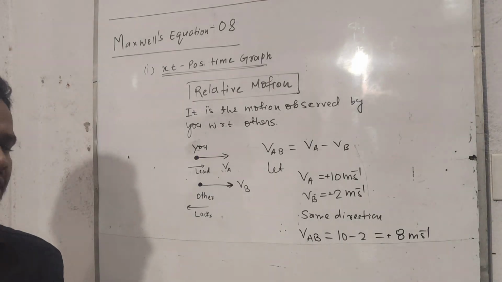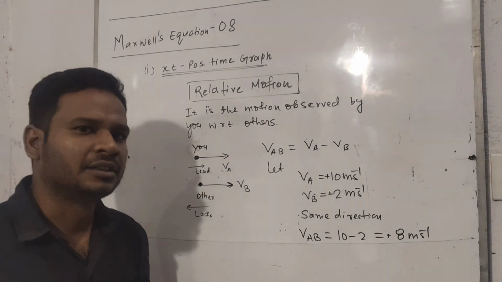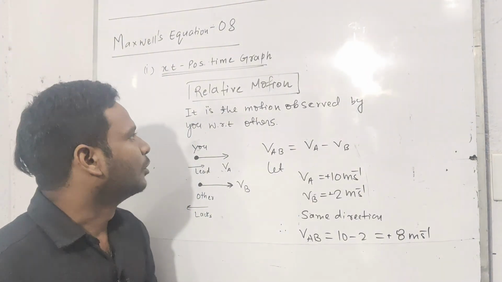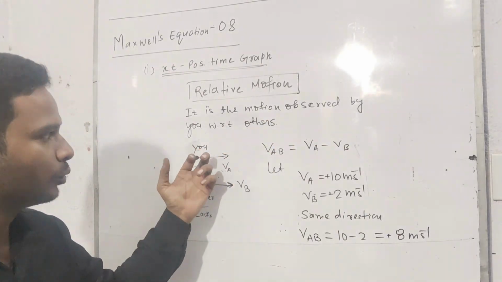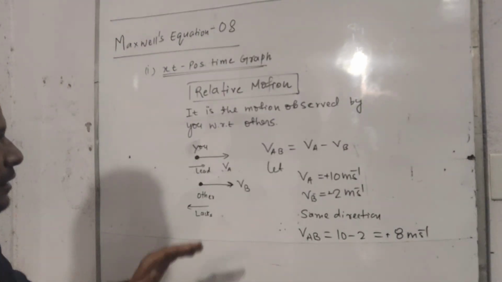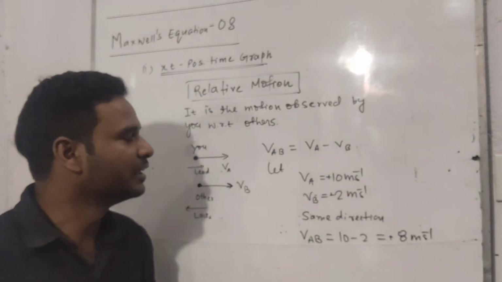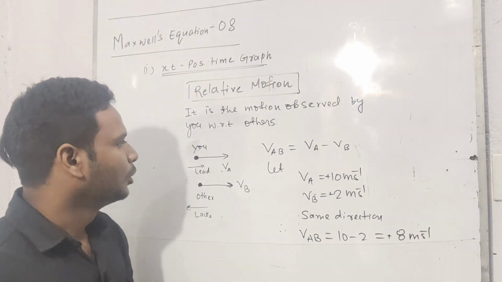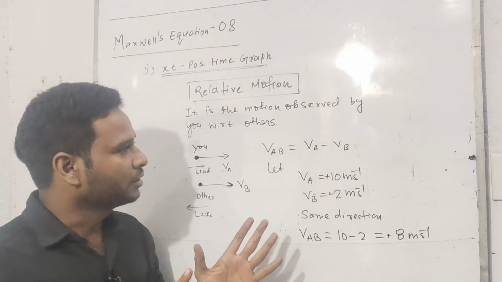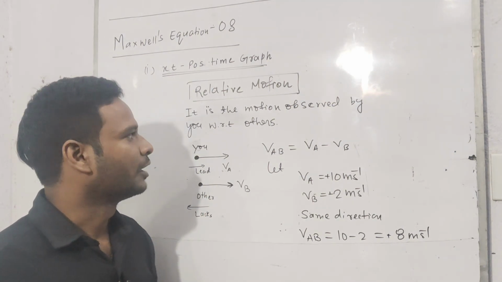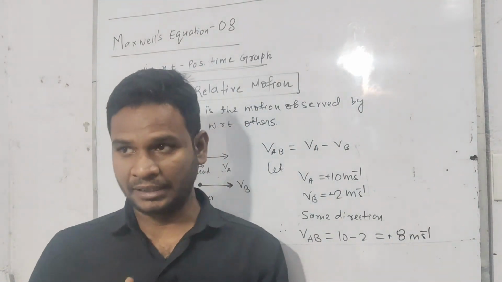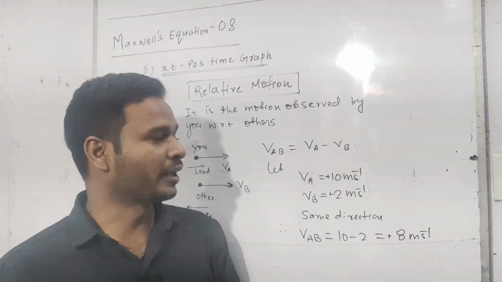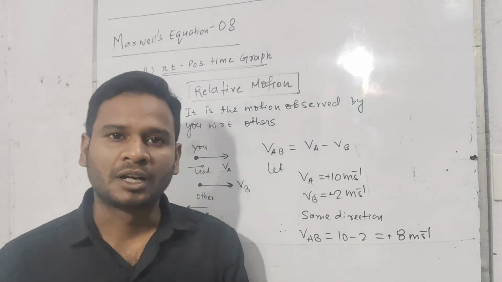It's a very simple definition. I wrote the definition from your perspective. It is the motion observed by you with respect to another. If you understand this, you can understand all the definitions of relative motion. So it is the motion that you observe when you are moving, or the other thing is also moving, which you are comparing with.